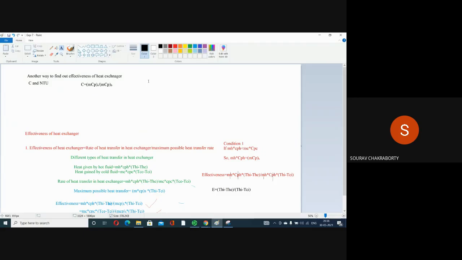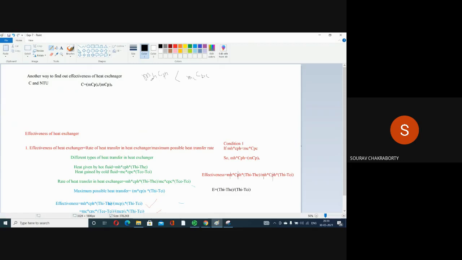Suppose between the hot fluid and cold fluid, for the hot fluid you have MH and CPH, and you have calculated the value. The product of MH CPH you have calculated, and then you have calculated the product of MC and CPC, and you have observed that MHCPH is the smallest one.